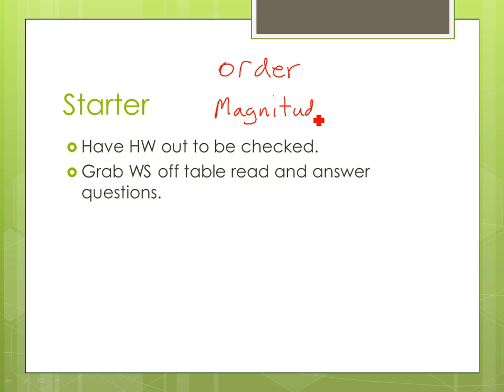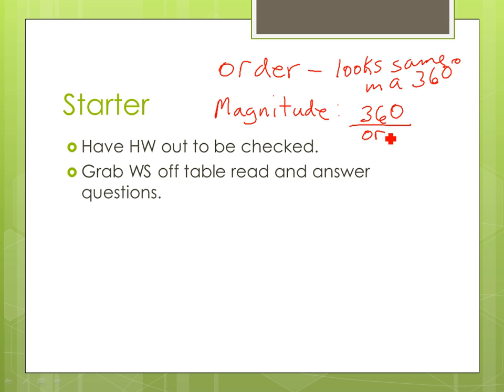The order is how many times it looks exactly the same in one full circle, or in a 360-degree turn. And then magnitude, you find the magnitude just by taking 360 divided by that number you came up with from the order. And what that magnitude tells you is how many degrees you're turning it before the shape looks exactly the same. So I'm going to start off with number 3.